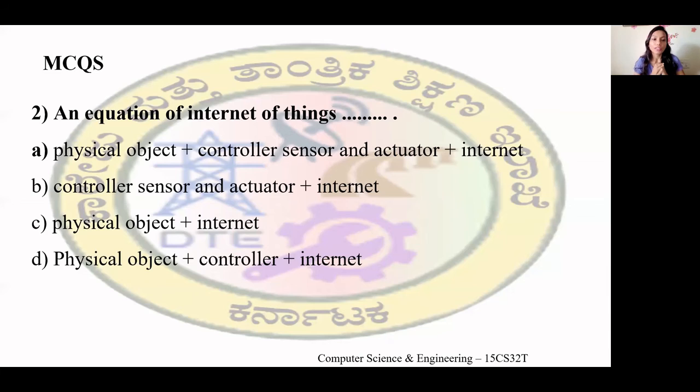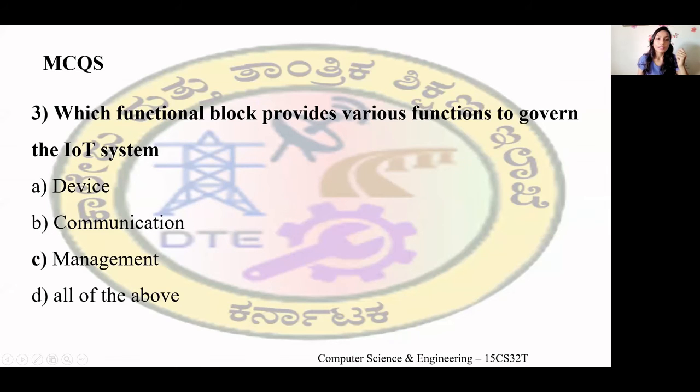Next, an equation of Internet of Things means what all will be there? Physical object, controller, sensor, and actuator. Yes, these 3 things will be there. Internet also will be there. It is A: controller, sensor, and actuator will be there, the physical object will be there, and the internet will be there. Next, which functional block provides various functions to govern the IoT system? Yes, management. We will see the functions of management.